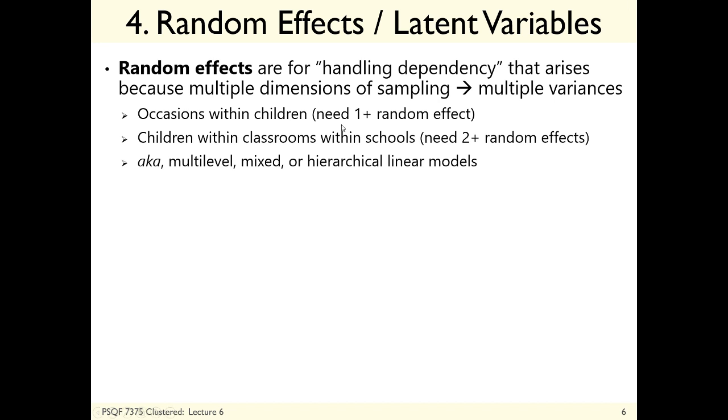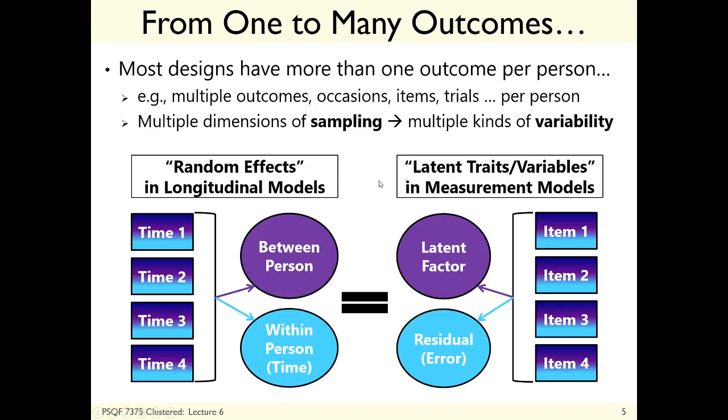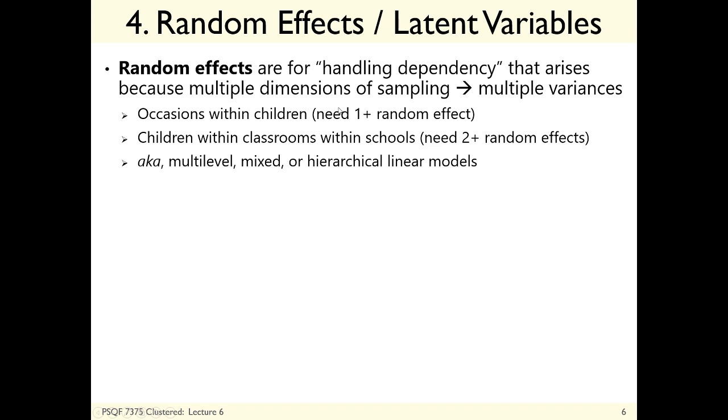So we tend to refer to these unobserved quantities that are estimated by the model as random effects when they're used for handling dependency. So the idea that people from the same class are more related than people from different classes, outcomes from the same person are more related than outcomes from different people. And so this introduction of random effects is what triggers the name mixed model, because you have fixed and random effects, or what I call multi-level, or what also may be known as a hierarchical linear model. Those are all synonyms.